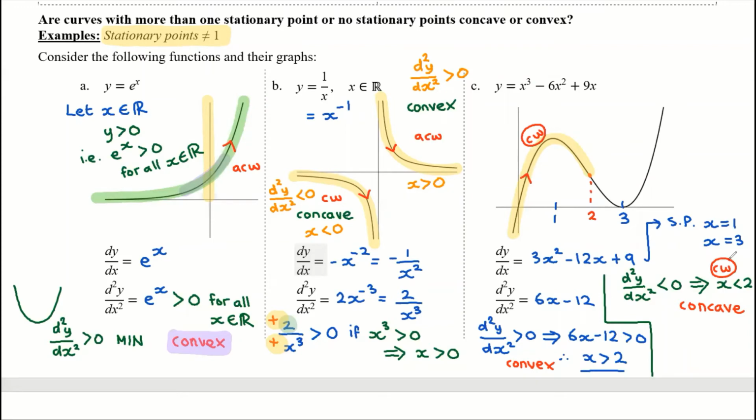Now, when I get to x equals 2, this is where we have the switch over. So now, look what happens. I'm going to go in the opposite direction in terms of clockwise and anti-clockwise. I'm now going anti-clockwise, which suggests that I'm now in this portion. So this is where the second derivative is positive, x is greater than 2, and the curve is convex. Okay, so we've looked at 3 different cases there. So now we can apply this to some more rudimentary examples.